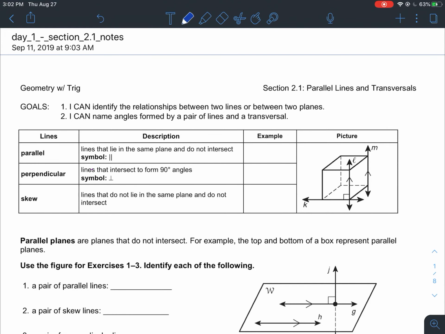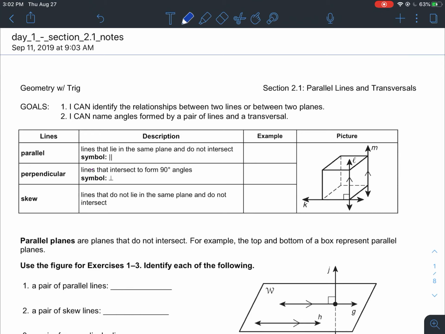Beginning of Chapter 2. Chapter 2 is all about parallel lines. Section 2.1 is about parallel lines and transversals. Lots of new vocab. Every first section of every chapter is going to have lots of new vocab. This one is not any different. Lots of new vocab here.